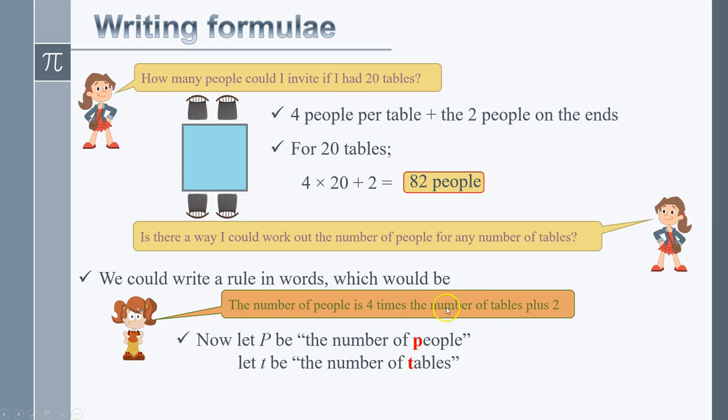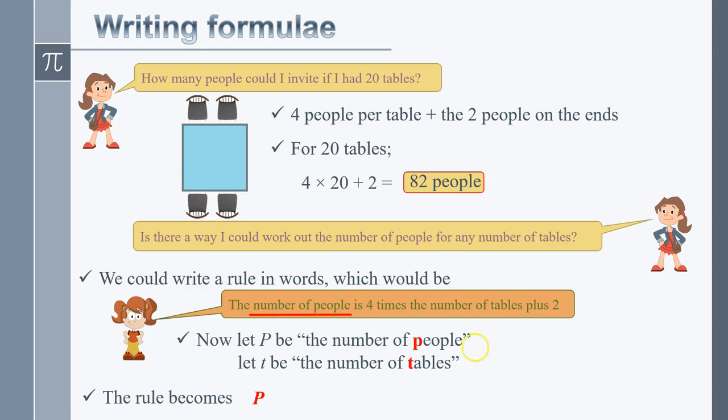Number of tables over here, that's going to be T. So let's see what our formula would look like. What we're going to do essentially is translate this statement here from words into something that's written mathematically using algebra. So let's start off with the P, the number of people.